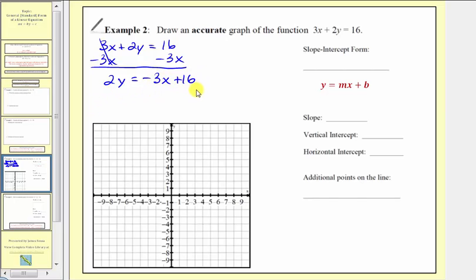And now for the last step, we would divide both sides by positive 2. When dividing the right side by 2, we'll divide each term by 2. And now simplifying, we have y equals negative 3 halves x, and 16 divided by 2 equals 8, so plus 8. So this would be the more common form for slope-intercept form, but if we wrote this difference as 16 minus 3x instead of negative 3x plus 16, our equation would be y equals 8 minus 3 halves x. Both of these are okay for slope-intercept form, but the first form would be more common.